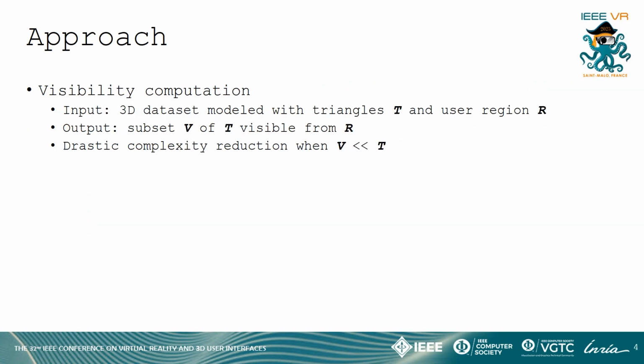So we take the visibility computation approach for virtual environment complexity management. Just as a quick recap, the input is a 3D data set model with triangles, call it T, as well as a user region R, and the output is to compute the subset V of T that is visible from R. So find all the triangles in T that are visible from R. And if this visible set V is much smaller than the original data set T, then the complexity reduction is quite effective.